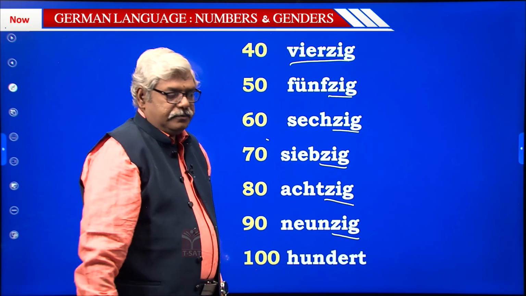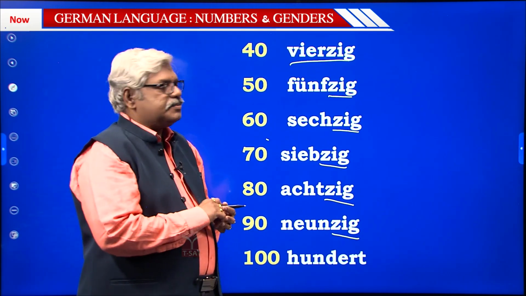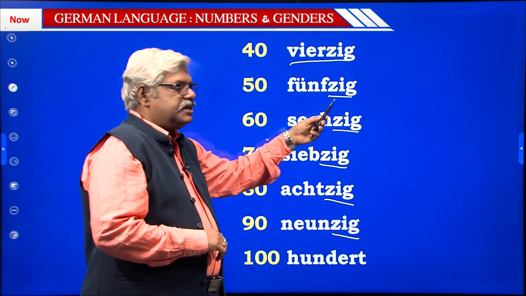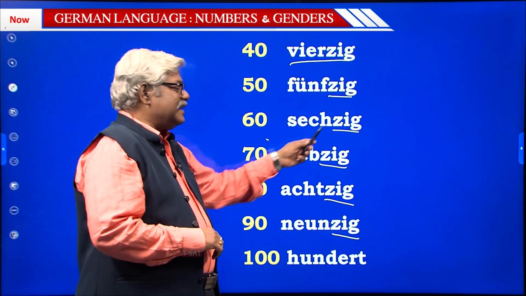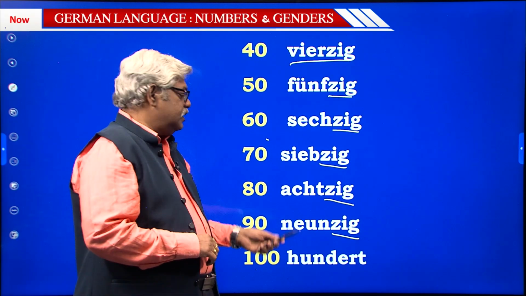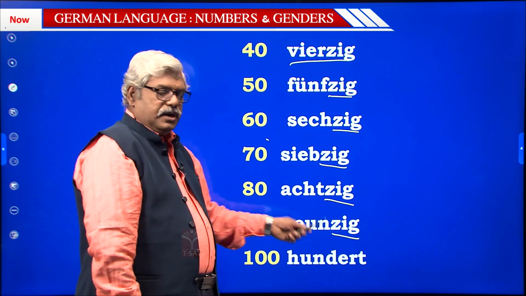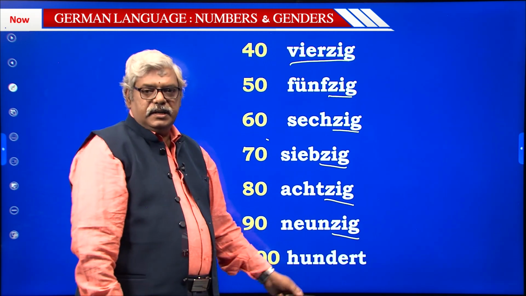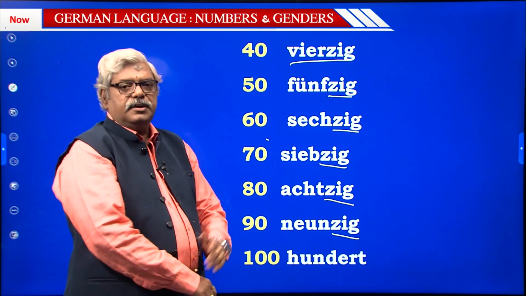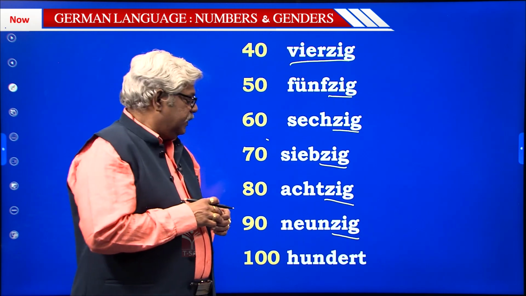Before we go to 100, let us just check once again the pronunciations of all these words. 100. You can either say ein hundert or hundert. It would mean the very same.